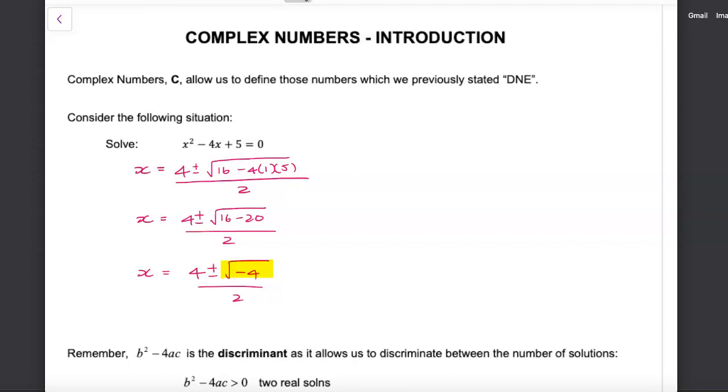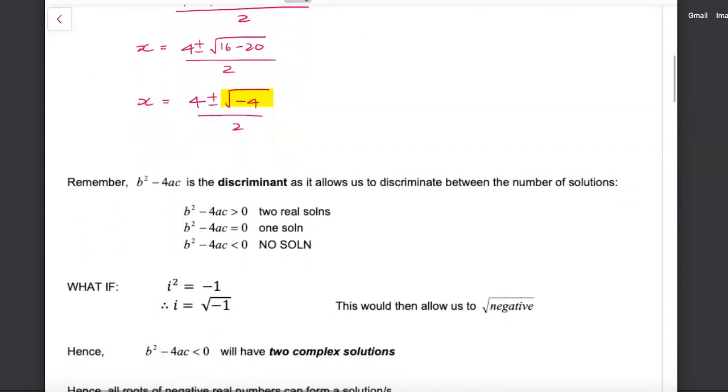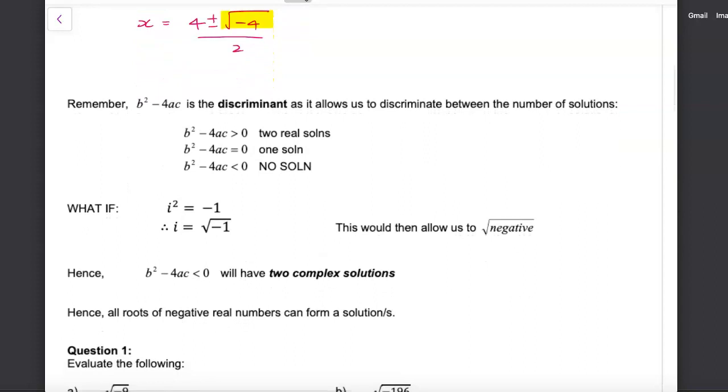Now we know that the part that I've highlighted here is the discriminant, and it's the discriminant that tells us how many possible solutions we can have to a quadratic. If the value under the square root sign is above 0, we have two real solutions. If it's equal to 0, it's got 1, or if it's below 0, then there's no solutions.